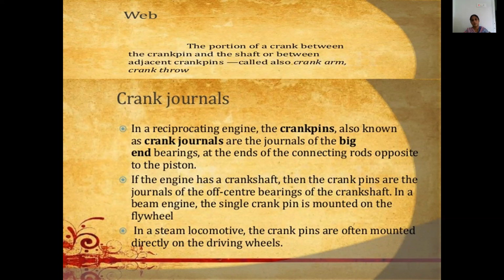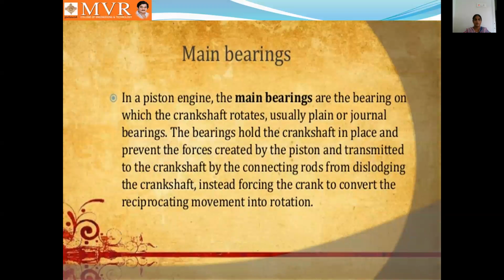In a reciprocating engine, the crank pins, also known as crank journals, are the journals of the big end bearings. What is meant by big end bearing? The big end bearing is connected to the crankshaft, and the small end bearing is connected to the piston pin. If the engine has a crankshaft, then the crank pins are the journals of the off-center bearings of the crankshaft. In a beam engine, the single crank pin is mounted on the flywheel, and in the locomotive engine, the crank pins are often mounted directly on the driving wheels.